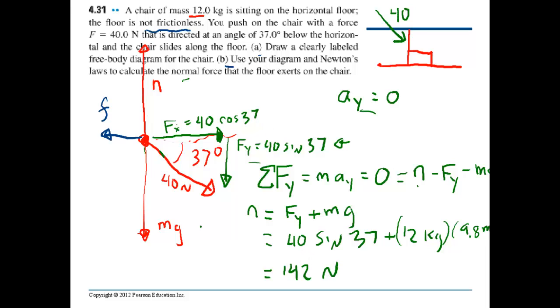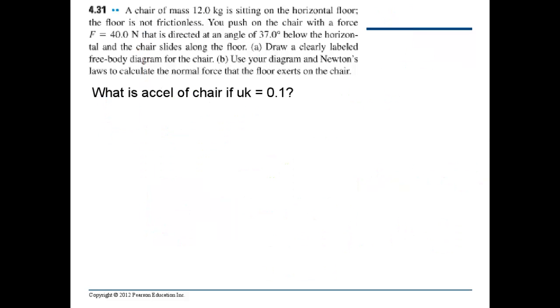Now I'm going to take this problem a little bit further and say, what is the acceleration of the chair if mu sub k, the coefficient of kinetic friction, is 0.1? I didn't say what type of friction I had in the last one, I just said that it had some friction. Now I'm telling you, okay, the chair is sliding. Now let's calculate an acceleration. So now we go back and we want to say, what are all the forces acting in the x direction? And I'm telling you the chair is going to be accelerating, so it's going to be the mass times the acceleration in the x direction.